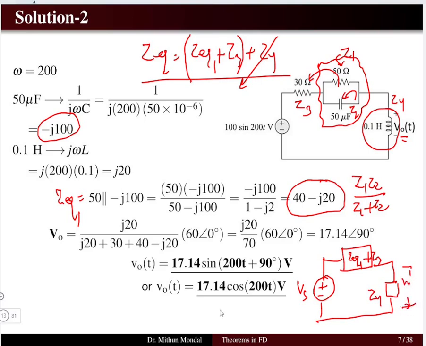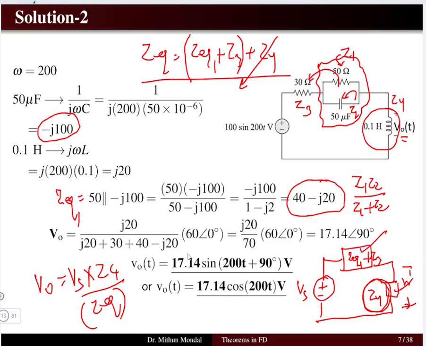So the voltage V0 we can find using the voltage division rule, where V0 is equal to the source voltage Vs multiplied by the impedance through which we want to get the voltage. That will be Z4 in the numerator, and in the denominator we will have the total impedance of the network, Z equivalent 1 plus Z3 plus Z4. So we will get the voltage as 17.14 angle 90 degrees.